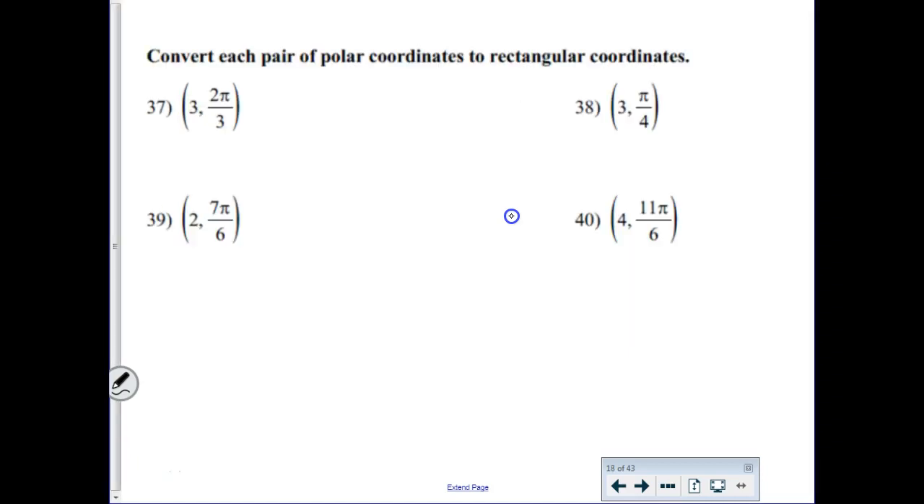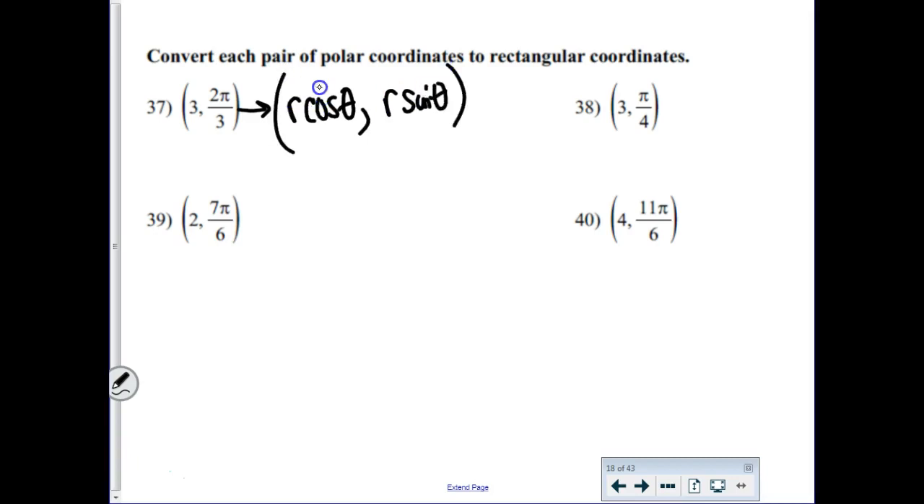All right. Converting polar to rectangular. That sounds like something I totally am going to ask you to do. So what's the formula for converting polar to rectangular? Well, it looks a whole lot like the horizontal and vertical vector formula we just used. So the coordinates would be r times the cosine of theta and r times the sine of theta.